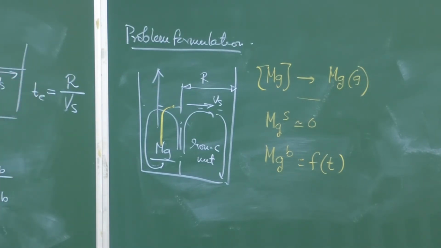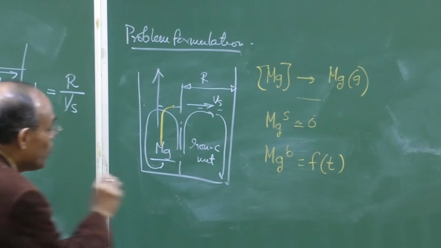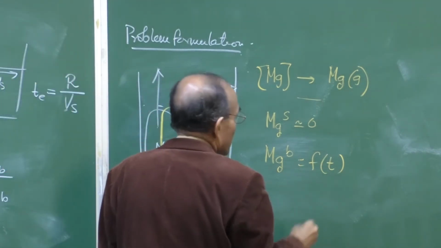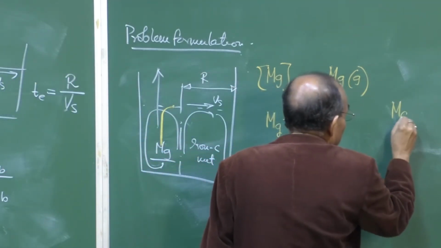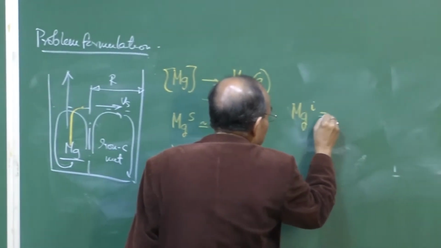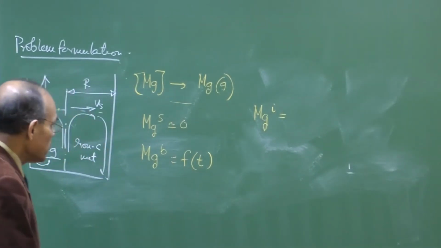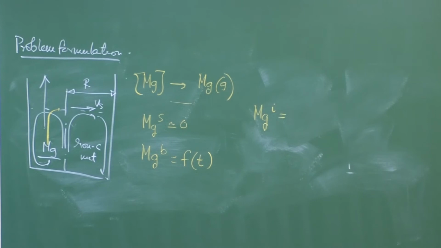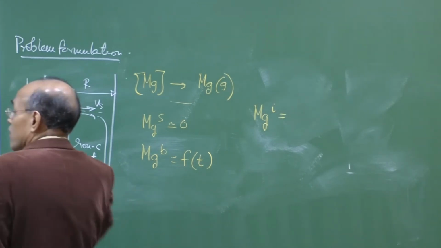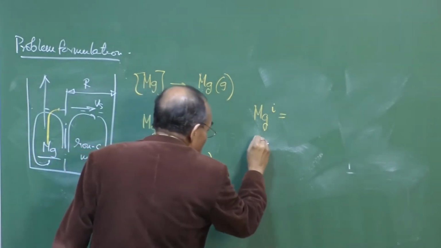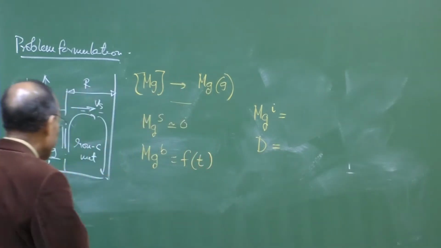So, the task is that we will give you the initial magnesium concentration. So, the initial magnesium in the bath is given. We will give you the diffusion coefficient of magnesium in the melt.